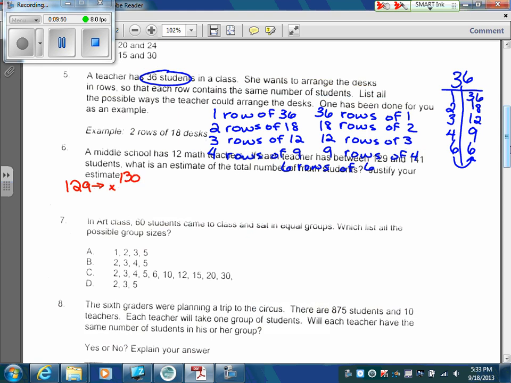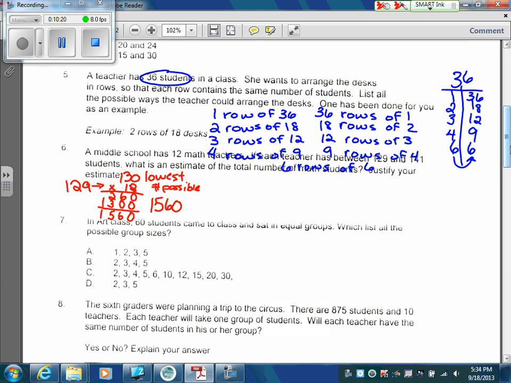Well, I'm going to multiply that by my 12 teachers because that's an exact number. So I'm just going to multiply. 0, 6, 5, 1. So my lowest possible number is 1,560. That's my lowest number that would be possible or reasonable with the numbers given.